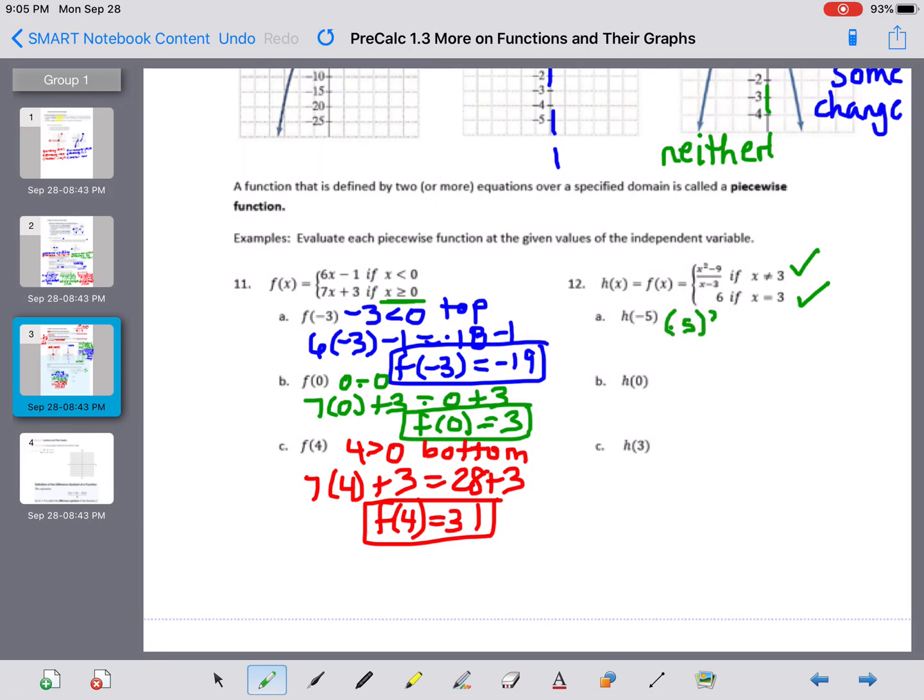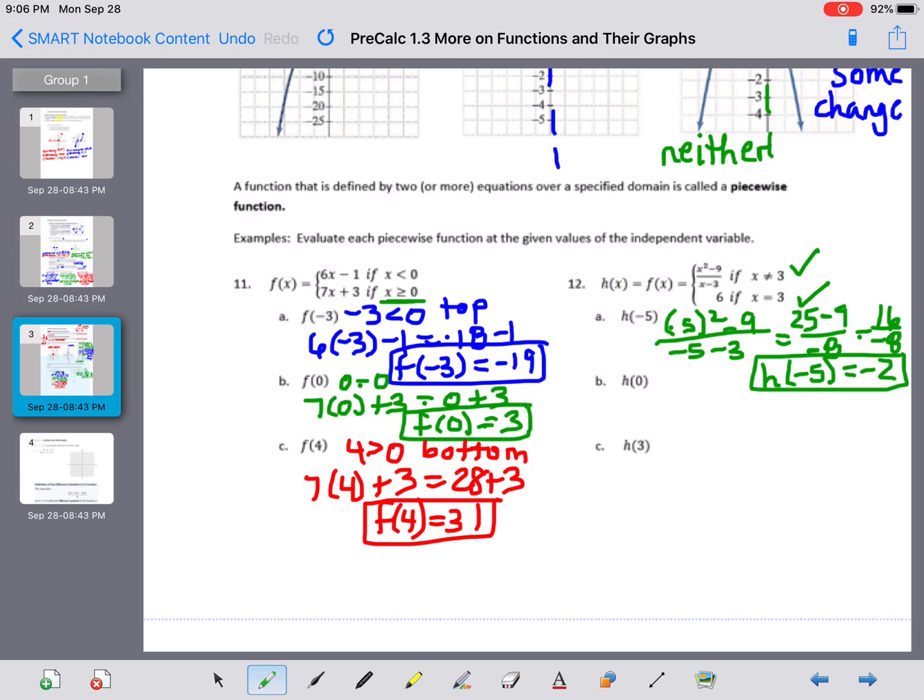Negative 5 squared minus 9 over negative 5 minus 3. Well, negative 5 squared is 25. That's positive because the negative times the negative. Minus 9. Negative 5 minus 3 is negative 8. 25 minus 9 is 16 divided by negative 8. Looks like I get negative 2. So h of negative 5 is negative 2.